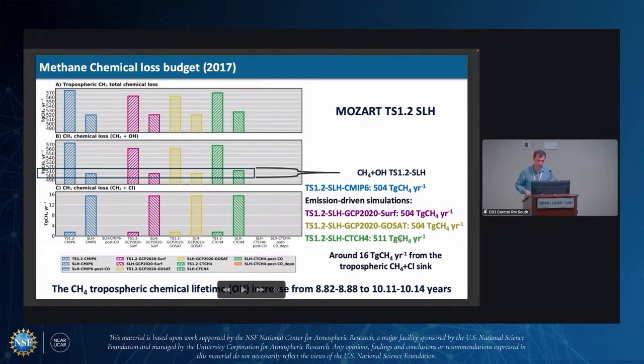So it's typically around 500 for the methane plus OH, and an increase by 16 teragrams for the chlorine sink, which gives you 520, and the methane tropospheric chemical lifetime increases by around a year.